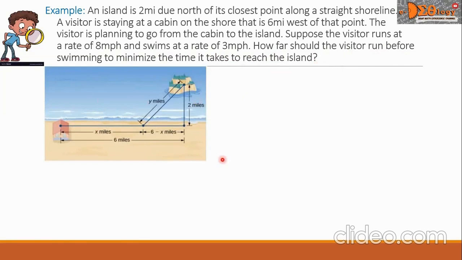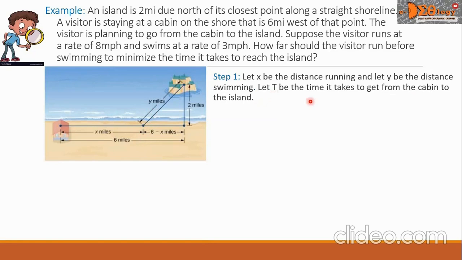We put an illustration here for better understanding of the problem. The island is here. It is due north from the straight shoreline. The cabin is here, which is 6 miles from this point. So for step 1, we let x be the distance running and let y be the distance swimming. This is the x from here up to here and the y from here up to the island.